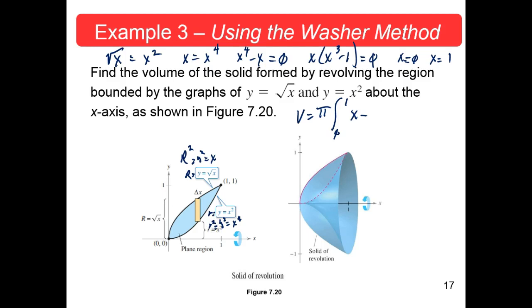So what's your integrand? X minus x to the fourth dx. The only thing that rectangle is giving you is your dx, in my mind. Okay? So what does this give you? Pi times the antiderivative of x, x squared over 2 minus x fifth over 5, evaluated from 0 to 1.